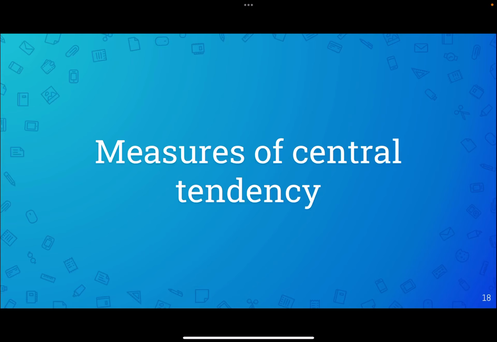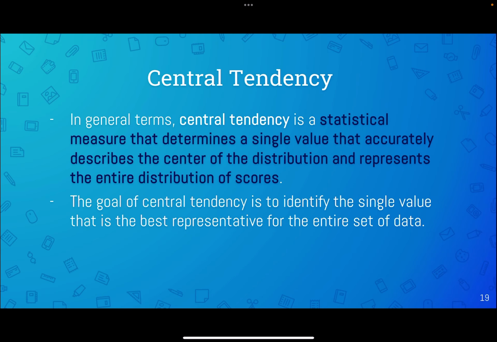One of the things that we can do with data is summarize it with some measures of central tendency. So this is something that I think is just going to be a review. So here we are starting with what is central tendency. It is a measurement that determines a single value that represents the center of the distribution, and you want to be able to summarize your data. The goal is to identify the single value or values that is representative for the entire set of data.